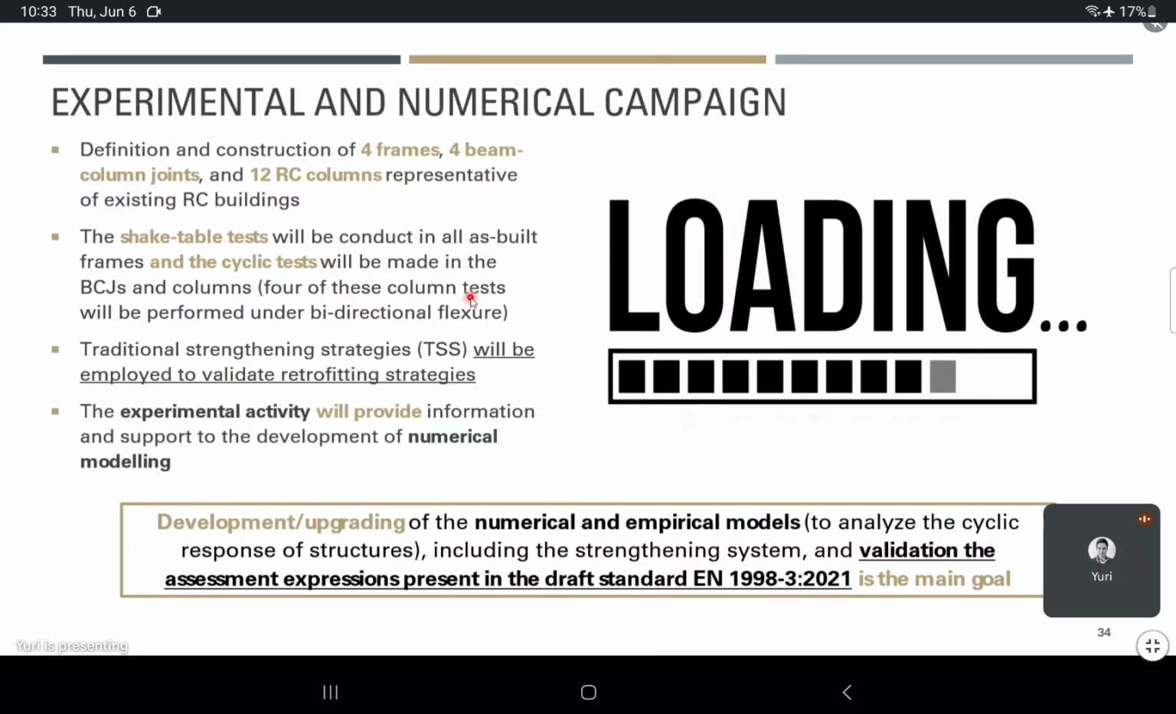We are going to run an experimental and numerical campaign. We would like to build 4 frames, 4 beam column joints, and 12 reinforced concrete structures not made for seismic loading. We want to test the frames on shaking tables, and for the other elements, we want to do cyclic tests in order to collect data. And then some of these elements, we want to test with these strengthening techniques. And then finally, after experiments, we are going to check that analytically.